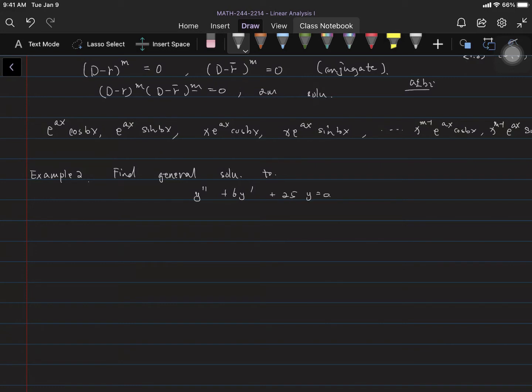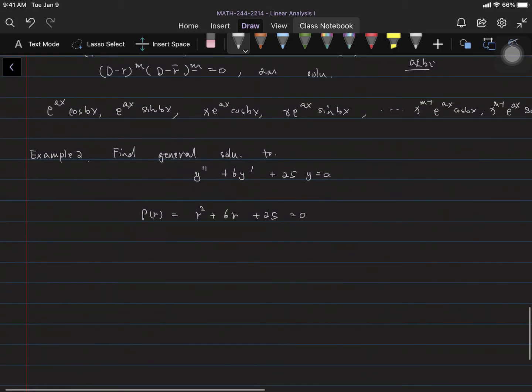Firstly, let's write down P(r), the auxiliary polynomial. For this case, it should be r squared plus 6r plus 25, right? So we want to solve for r. If we can factor this, we can easily solve for r. But for this problem, we cannot factor it out, but we still want to solve for r. So we use the quadratic formula.